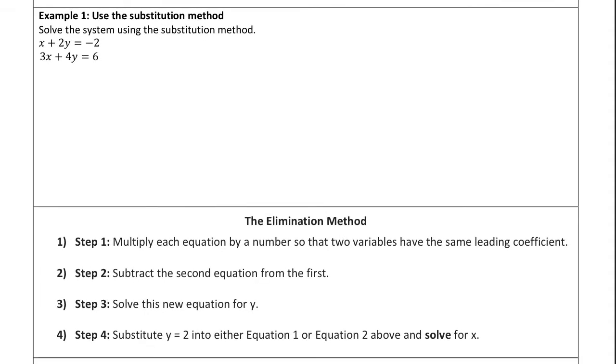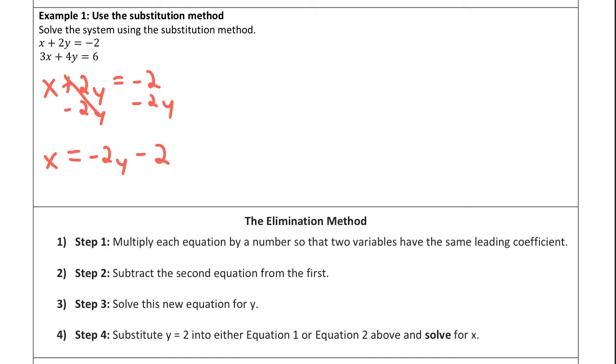So I think these steps will hopefully help, but I think demonstrating it is the easiest way to do it. So in this system of equations, I think the first equation is the easier one to solve for x, because it's just x plus 2y. So I'll show you how to do that. To solve that for x, I would subtract 2y from both sides. So this equation becomes x equals negative 2y minus 2. Okay? So I have an expression for x.